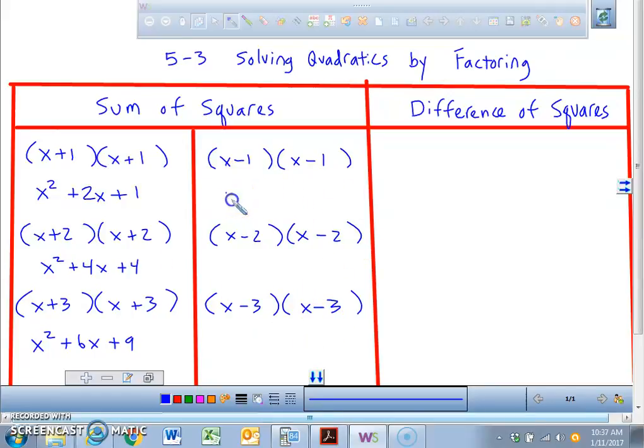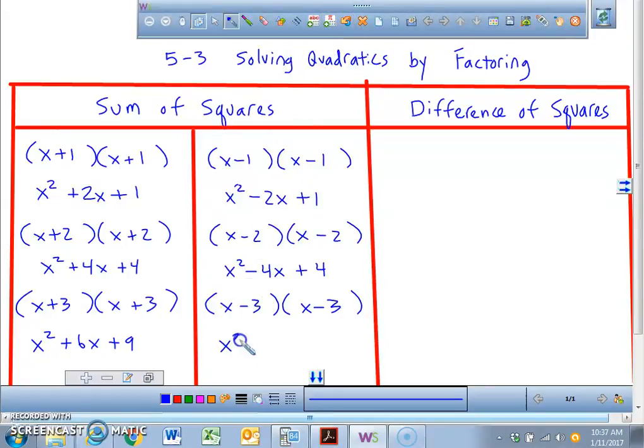Okay? Now over here, we use the exact same pattern for the sum of squares, but we're just dealing with negatives. So this one's going to be x squared minus 2x plus 1. Because a negative plus a negative keeps it, that's a negative 2, but a negative times a negative gets us that positive 1. Next one, you'll see the same pattern. It'll be a negative 4x, but it'll end up being a positive 4. And last but not least, we have x squared. There we go.